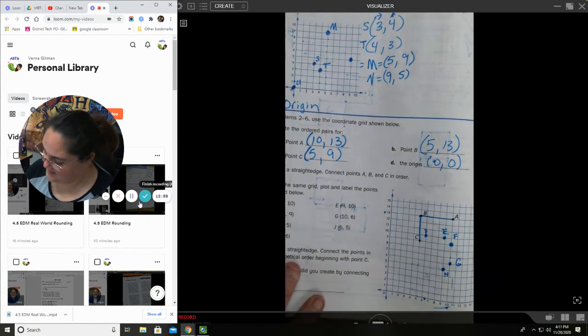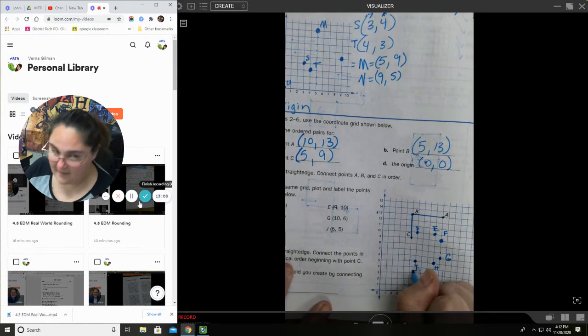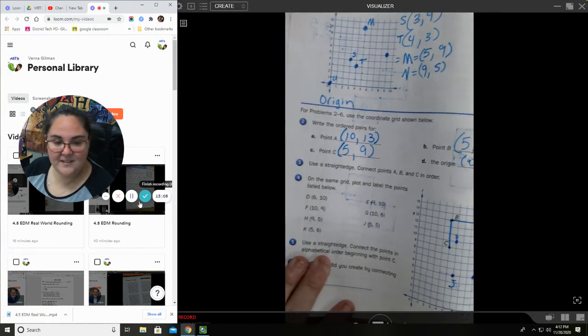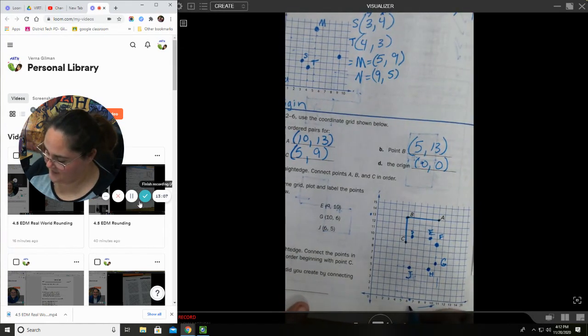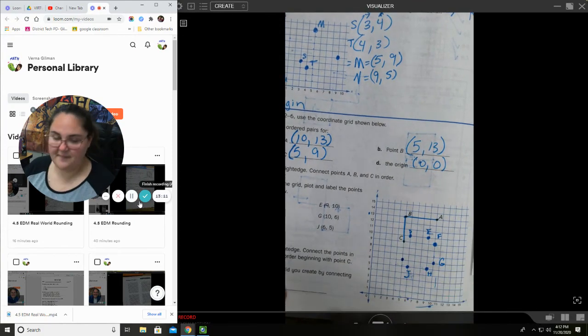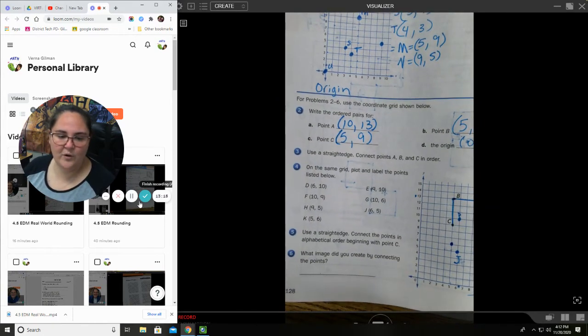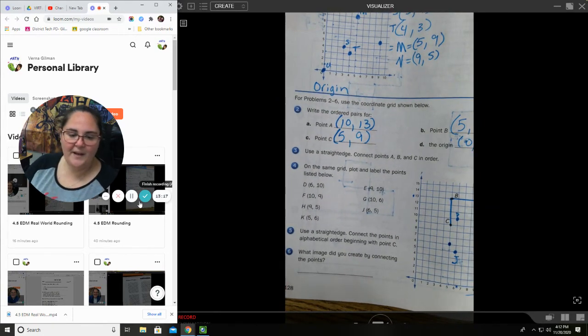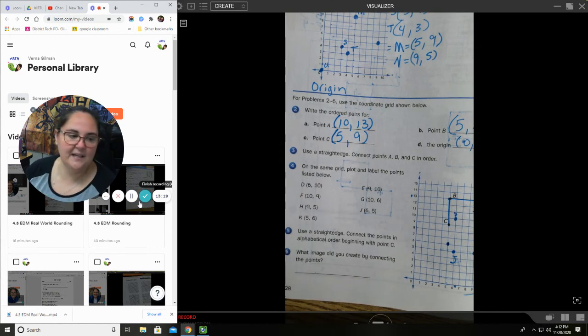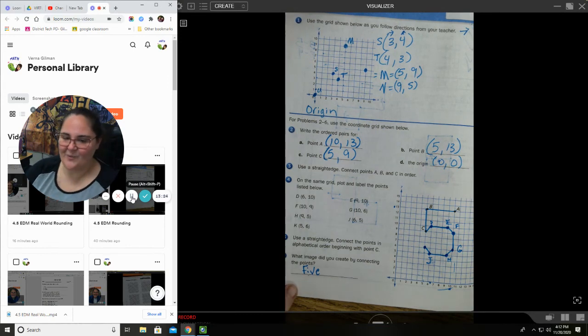J is at 6, 5. So over 6, up 5. And my last one, K, is at 5, 6. So over 5, up 6. Use a straight edge and connect the points in alphabetical order beginning at C. What image did you create connecting the points? All right, what did you make? After connecting these points in alphabetical order, we made the number 5.